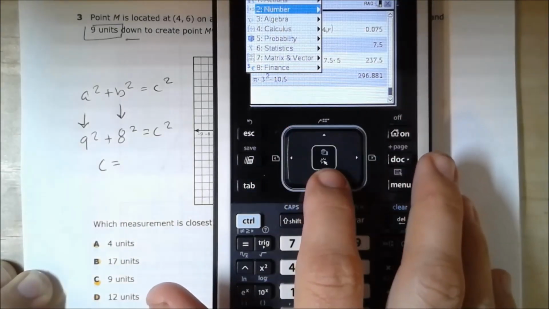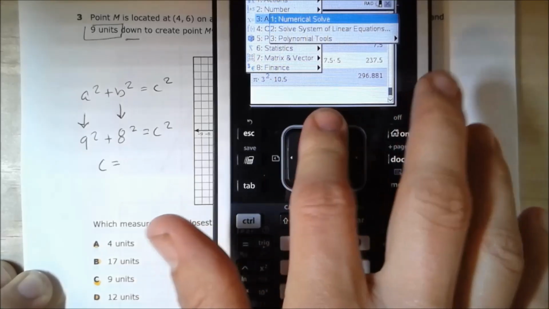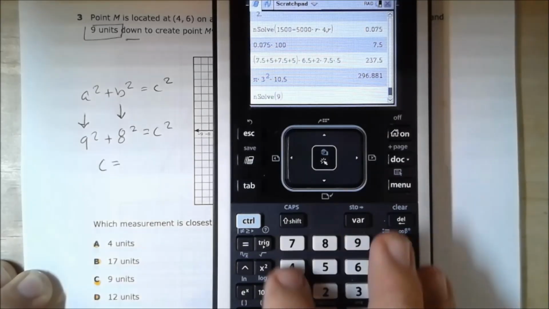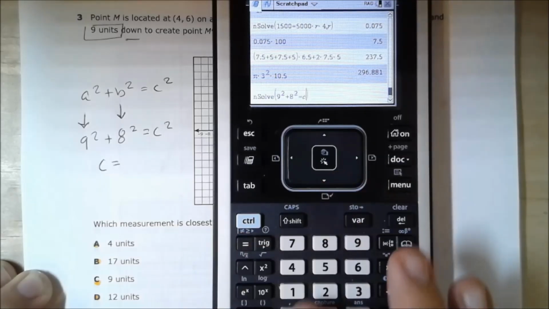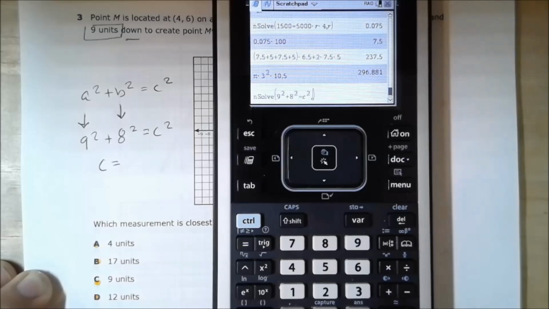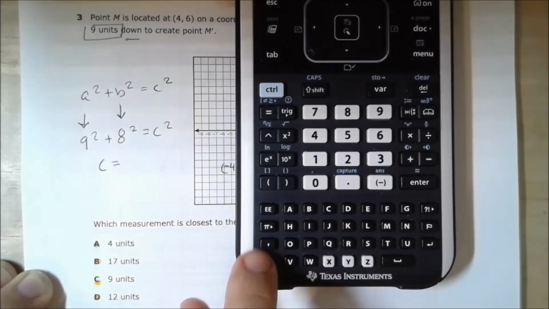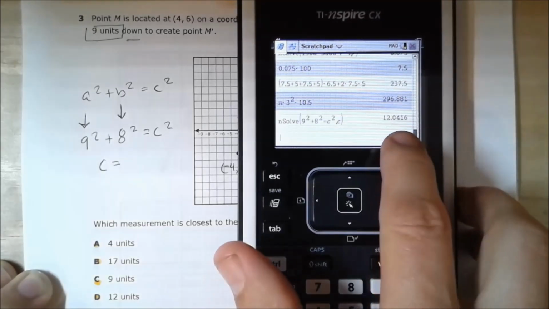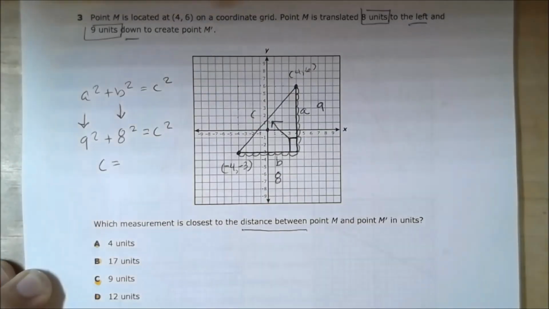Hit menu, number, or not number, algebra, Numerical Solve, hit enter, and we're just going to put in 9 squared plus 8 squared equals C squared, and then put your comma and then C. That way you know that you're solving for C. And remember, the comma button is this bottom left button over here. Hit enter, and it gives me 12.04 units. So I'm going to go in and write that down.